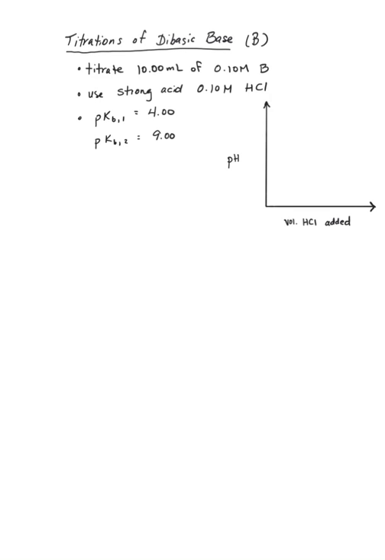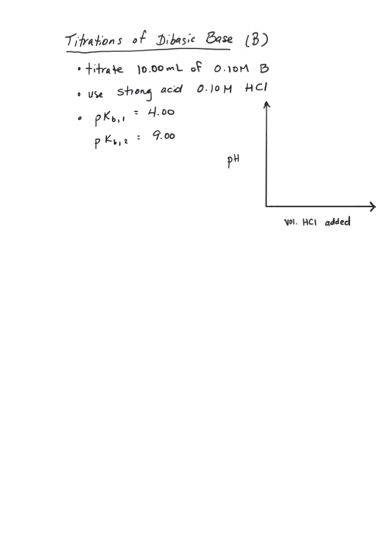So we're going to apply those ideas to titrate a dibasic base. We're going to give it a generic formula B. And we're going to titrate this substance with hydrochloric acid. So this is a weak base, strong acid titration. The base has pKb values of 4 and 9 for pKb1 and pKb2 respectively. So we're going to sketch a titration curve for this dibasic base, which will have 2 equivalence points.